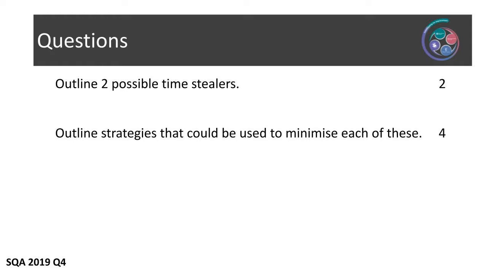So focusing in on some questions then about the idea of time, we've got a question of outline 2 possible time stealers, and that's a 2-mark question, and then outline strategies that could be used to minimize each of these, and that's a 4-mark question. So 2 marks on 2 possible time stealers, and then 4 marks on outlining strategies that could be used to minimize each of these. Pause the video now and give them a go.